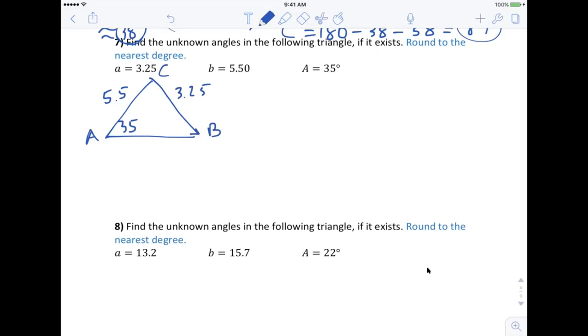Now, if you want to do a quick calculation to see if there is even a triangle, notice here that A is smaller than the B. So it is possible there's no triangle when that's the case. So it might be worth your time just to do a quick calculation of H. The height of that triangle is going to be the 5.5 times the sine of 35, just to see.